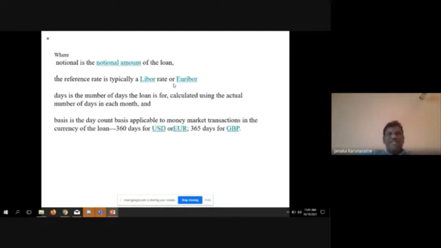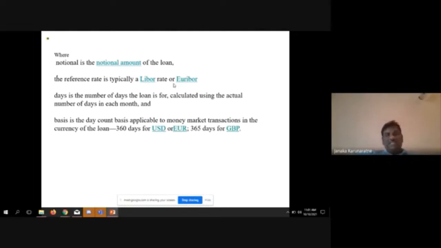Okay, so the reference rate: if you look at international markets, LIBOR, Euribor, and in Sri Lanka you can use SLIBOR, whatever benchmark rate you adopt. The days is the number of days of the loan, calculated using the actual number of days each month, not just the calendar days. And the basis is the day count basis applicable to money market transactions in the currency of the loan.